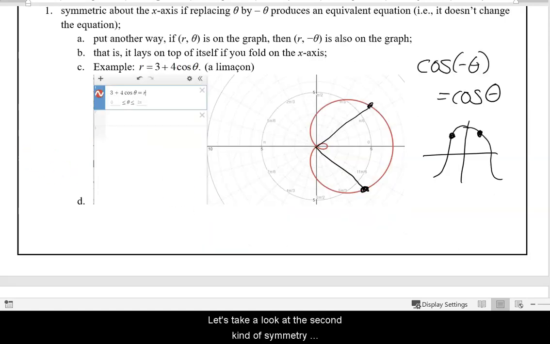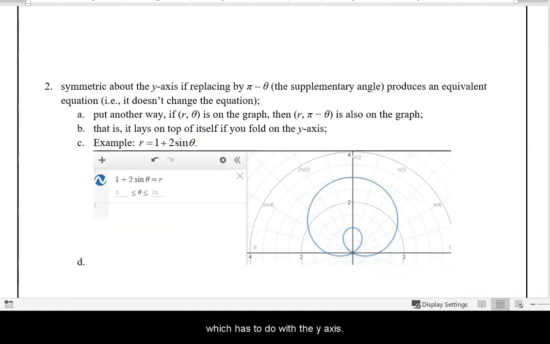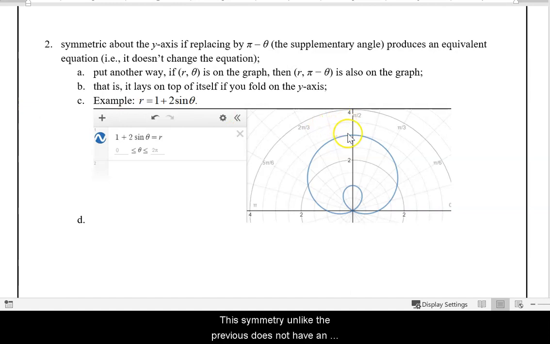Let's take a look at the second kind of symmetry, which has to do with the y-axis. This symmetry, unlike the previous, does not have an axis. Remember that in the polar system, there's only one axis, which is a ray from the pole out along what would be the positive x-axis. There is no axis running vertically at all. That means that instead we have to consider this to be symmetry across the line along either theta equals pi over 2 or theta equals 3 pi over 2 or any 2 pi multiple thereof.